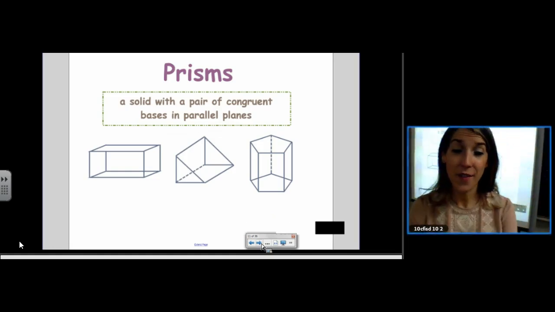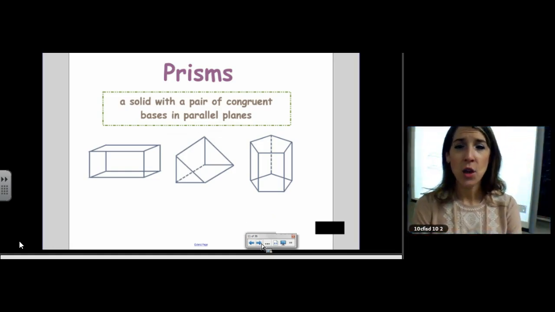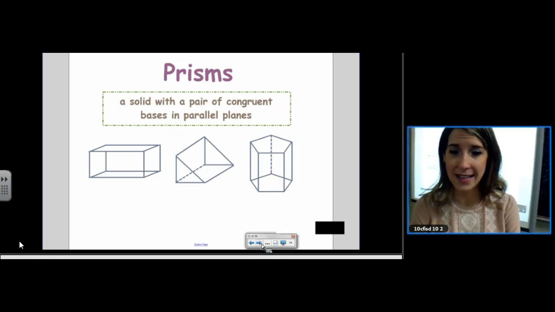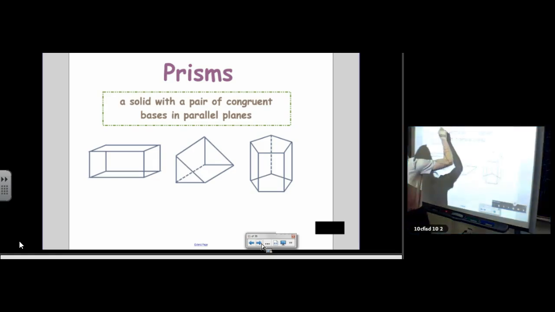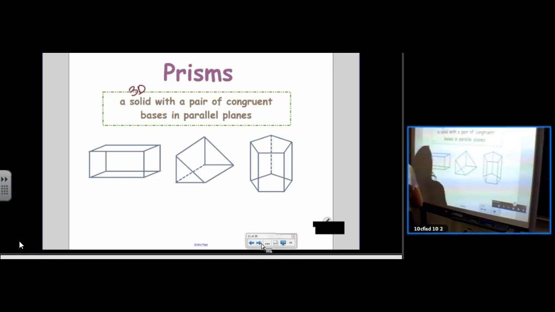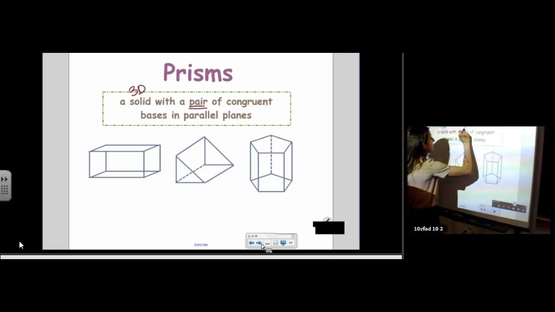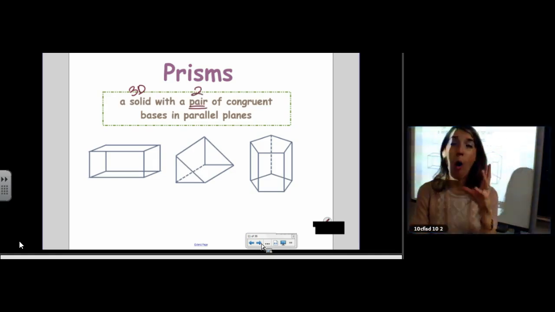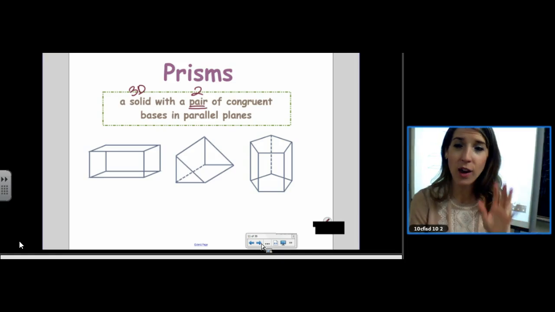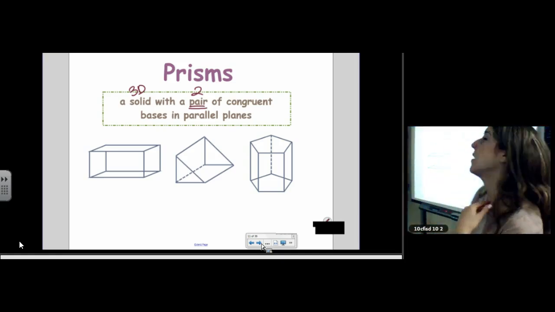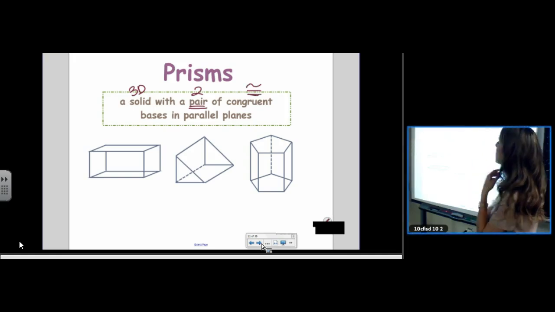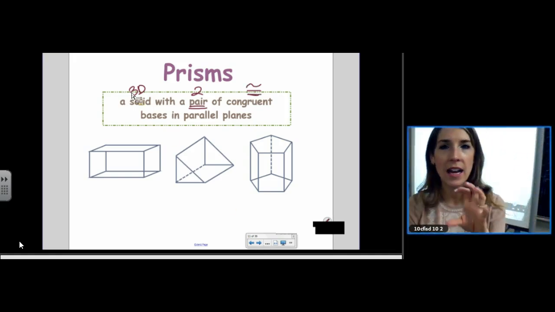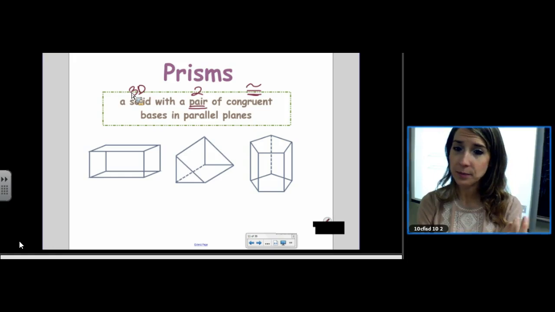You may write down the definition of a prism. To be categorized as a prism, it has to be a solid. So right there it means it needs to be 3D. No flat prisms here. It has to have a pair of bases. That means a prism has always 2 bases. Always, sometimes, never. Always. The bases have to be congruent. There can't be one that's bigger than the other. There can't be one that has a different shape than the other.